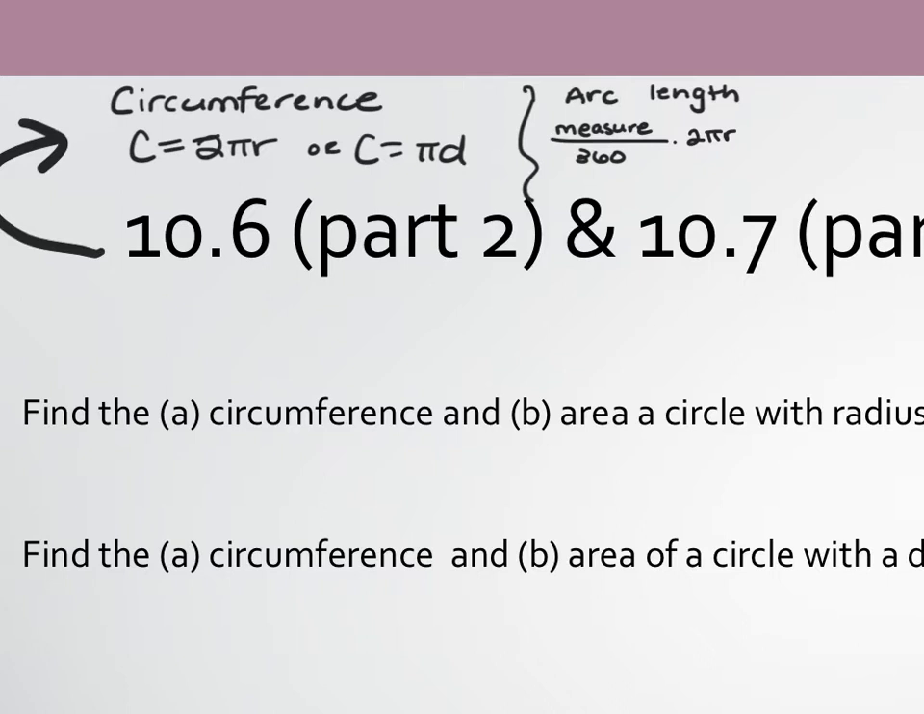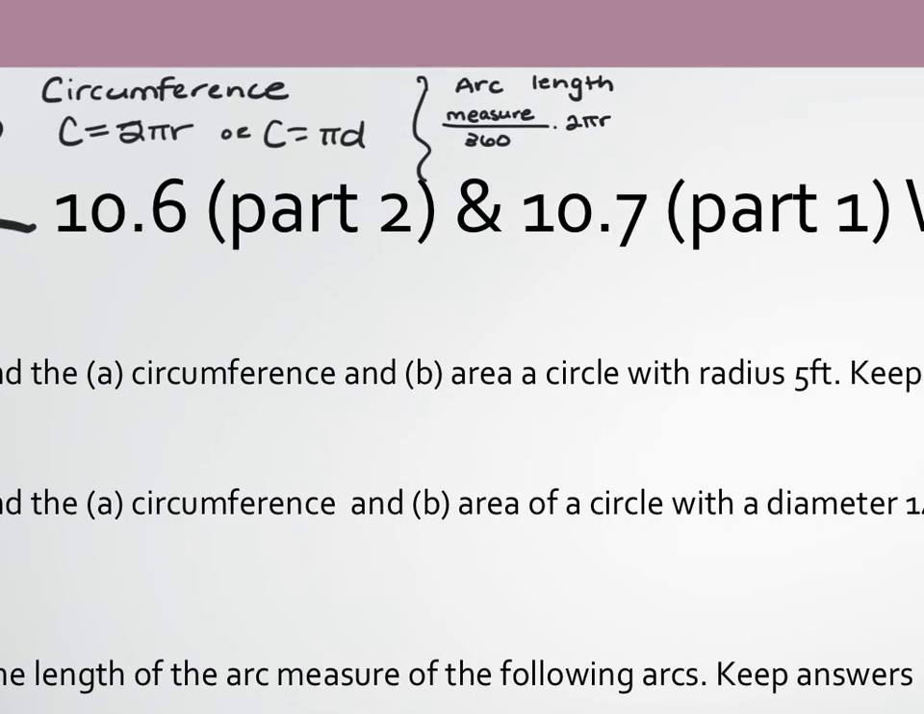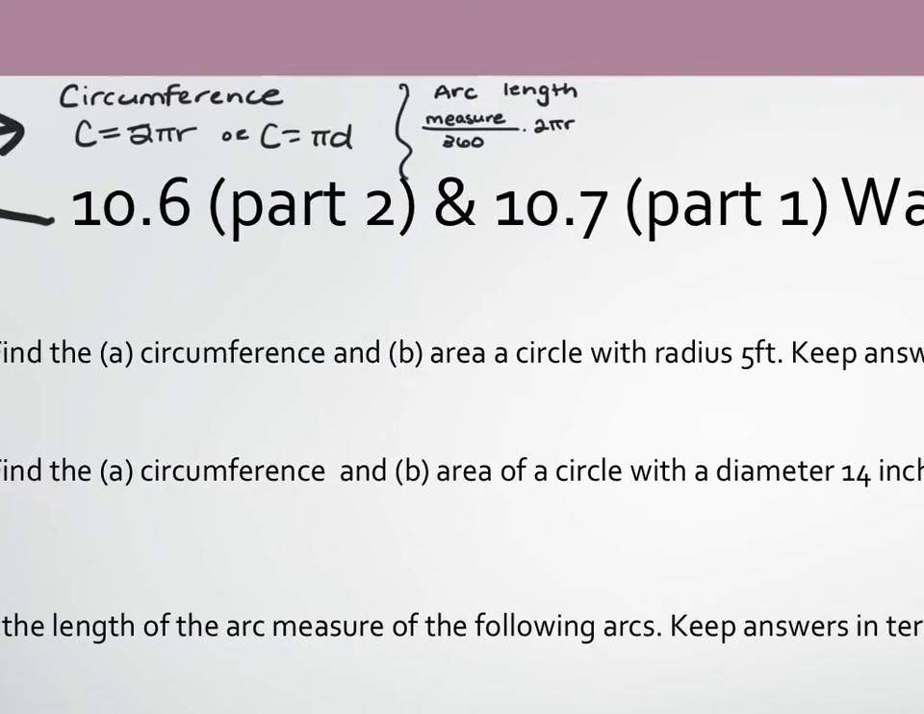Oh, sorry, we haven't done this yet. Just kidding. Hang tight. Oh, no, we did do this. Yes, I'm sorry, we did. This is arc length. So this is measure over 360 times 2 pi r, or measure over 360 times pi d, but usually we use 2 pi r.